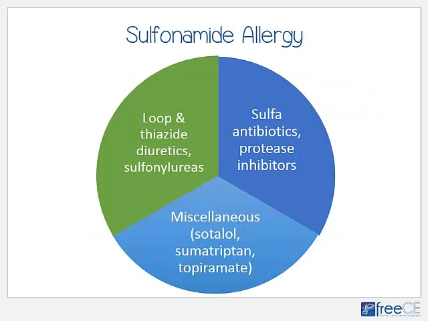All right, into the sulfonamides. There are 3 classes of sulfonamides based on their chemical structure. You've got the sulfa antibiotics and protease inhibitors in one class, loop diuretics and sulfonylureas like your glipizide and glyburide in another, and then another category of miscellaneous agents. Here, type 3 and 4 reactions are the most common, but occasionally you get the type 1.